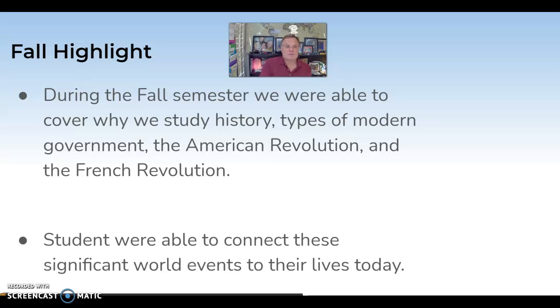In the fall of this course, we were able to cover why we study history, types of government, and specifically we studied the American Revolution. We connected it to the French Revolution, which happened shortly afterwards. We also were able to study the Civil War. We were able to study Reconstruction, which happened after the Civil War, and these events directly impacted the lives of people today. And part of the main purpose of this class is to connect past events in U.S. history to what is going on today.